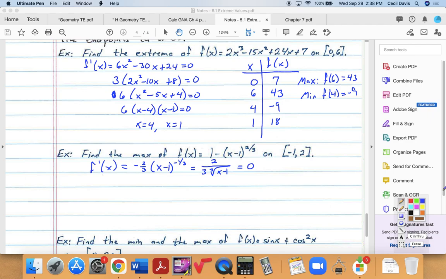Is that ever going to be equal to 0? I'm sorry? It's negative 2. Thank you. Not that it matters actually for the problem, but thank you. Is that ever 0? No, it's never 0. Because the numerator is always negative 2. Remember, the numerator determines if something's 0 or not. That never happens. But f prime of x is undefined at x equals 1.